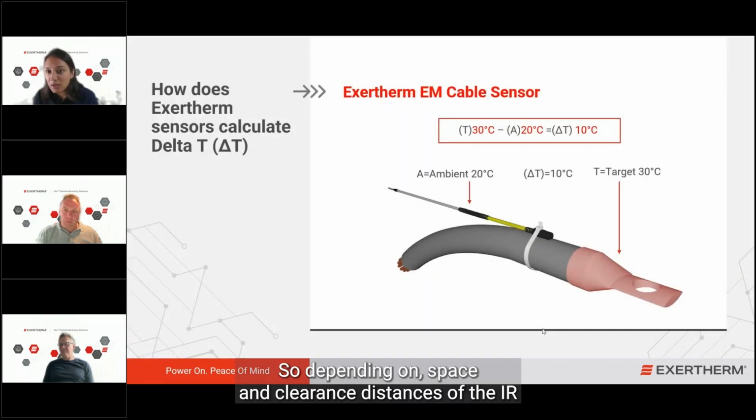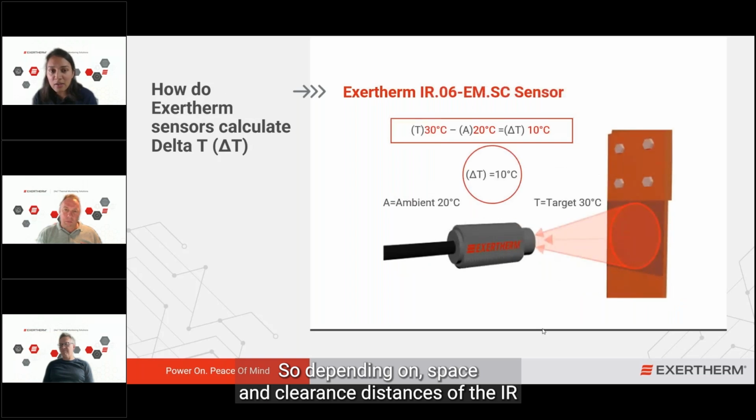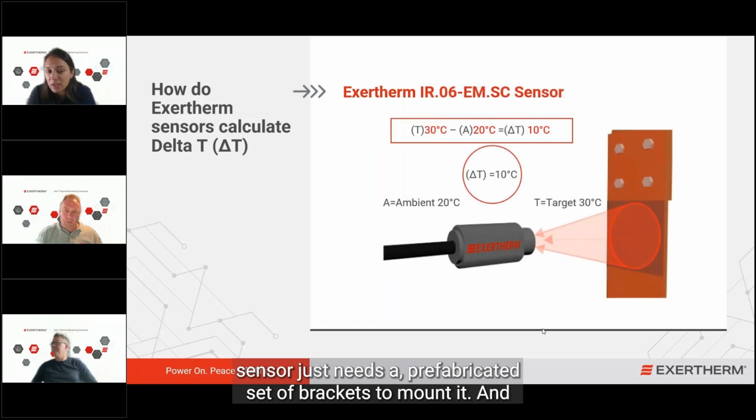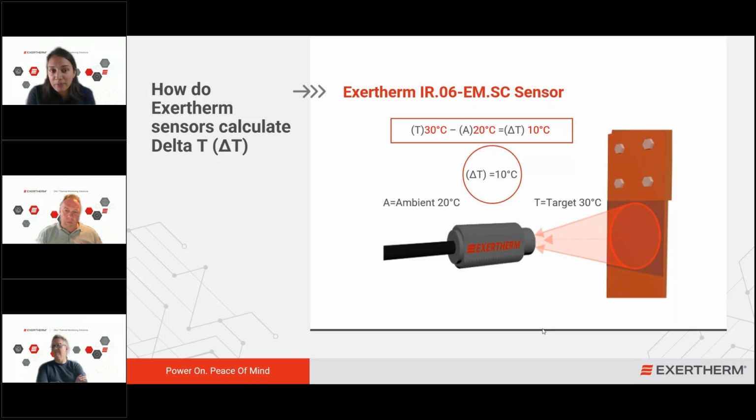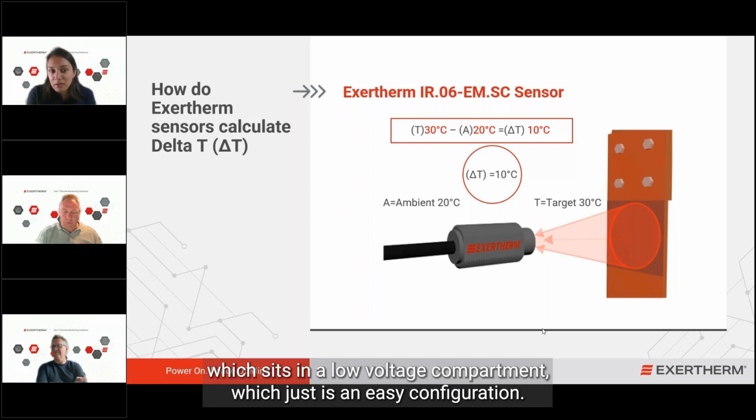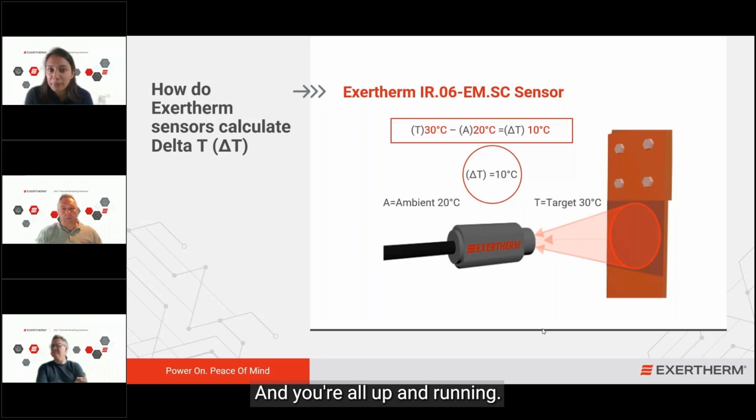Depending on space and clearance distances, the IR sensor just needs a prefabricated set of brackets to mount it. And the wire goes back into a data card, which sits in a low voltage compartment, which is an easy configuration, and you're all up and running. Awesome, thank you. So it's a very simple install and retrofittable as well.